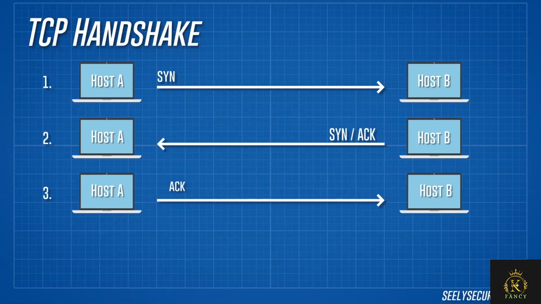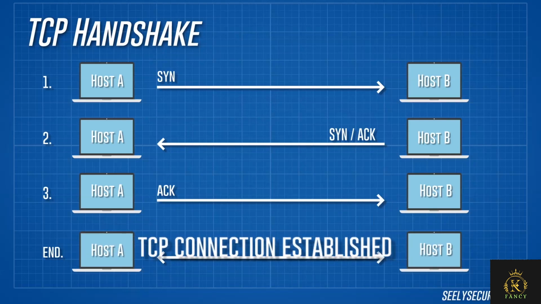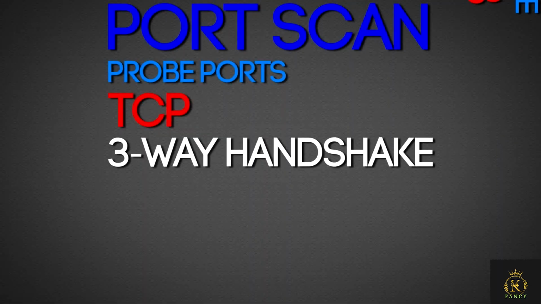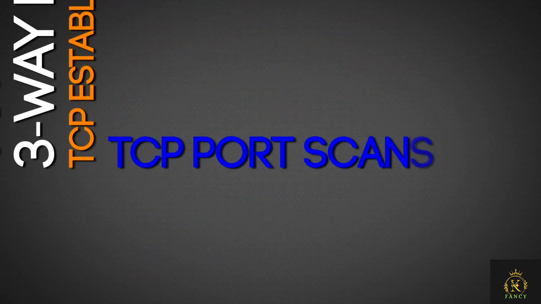Host A then responds with an acknowledge, which serves to fully establish the connection, saying, I acknowledge your acknowledge of my initial request. If these steps complete without error, then the TCP connection is established successfully and the information flow can occur. The following TCP port scans can all be performed by Nmap, which is a tool we're going to, again, cover next lesson.